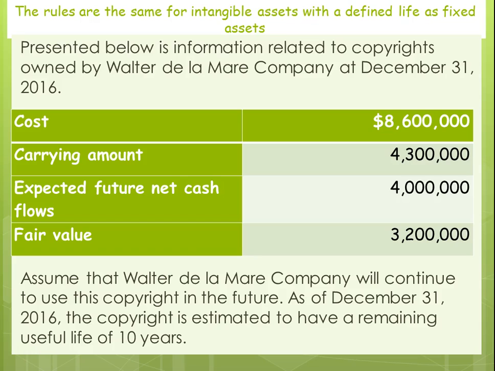Now, the rules are the same for intangible assets with a defined life as fixed assets. So in this example, we have a copyright that cost us $8.6 million, has a carrying amount of $4.3 million. It has expected future cash flows of $4 million and a fair value of $3.2 million. We're also estimating that it has a useful life of 10 years.